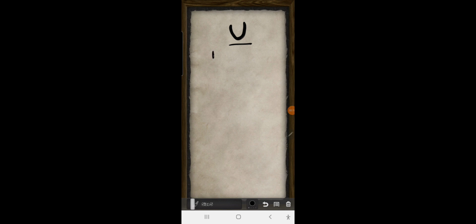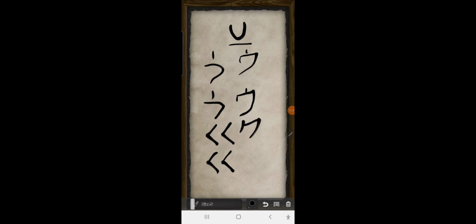U is written like this in hiragana and like this in katakana. I'll write it for you one more time. And the first consonant, of course, is K. So we're going to have ku. It's very simple. So it's just one stroke. Then the equivalent in katakana is like that.